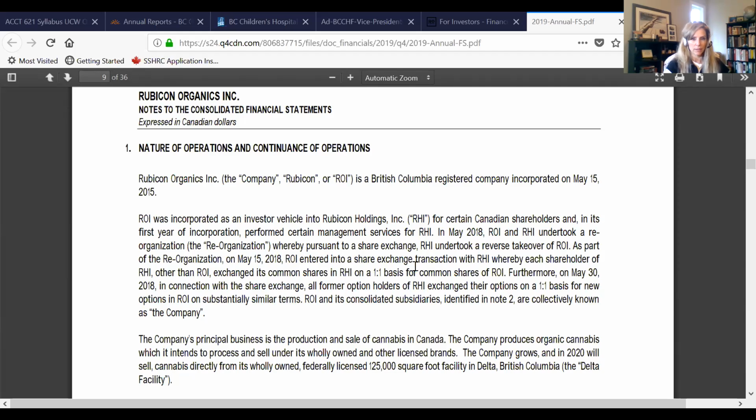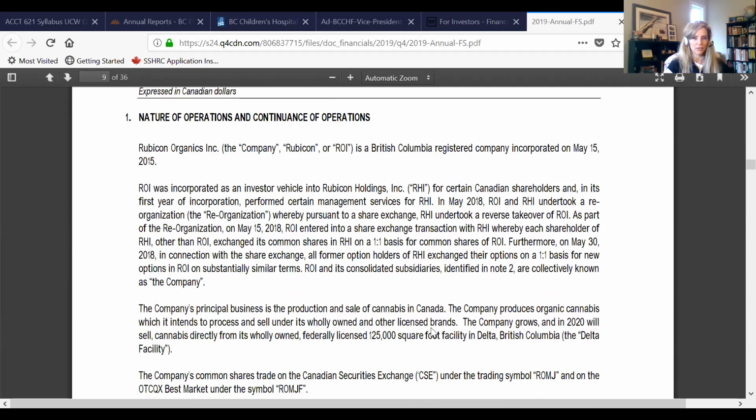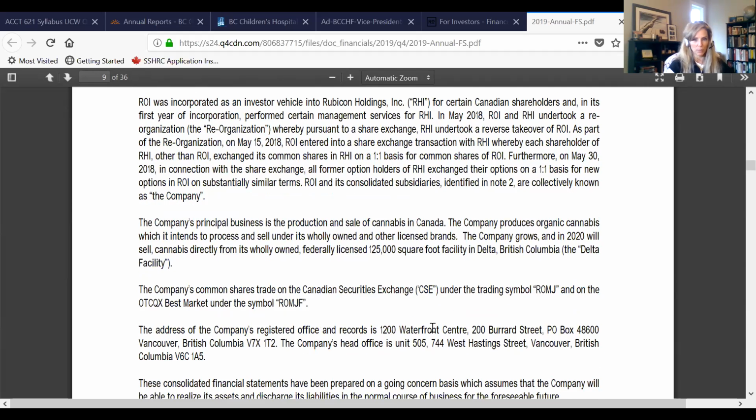So Rubicon Organics, again, was just talking about this change in organization. They reorganized it. It was a smaller company and then amalgamated with another one. There was a reverse takeover. That's not a negative thing. It's just the way things work. Basically just trying to consolidate a few companies. So they give you the background here.